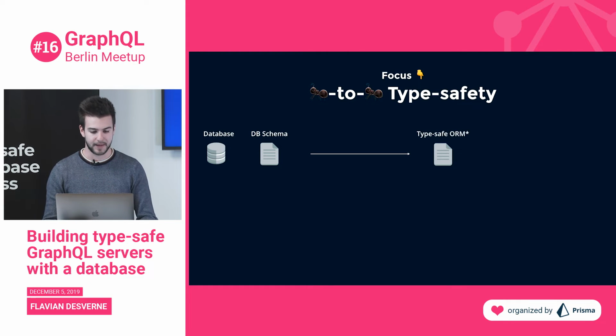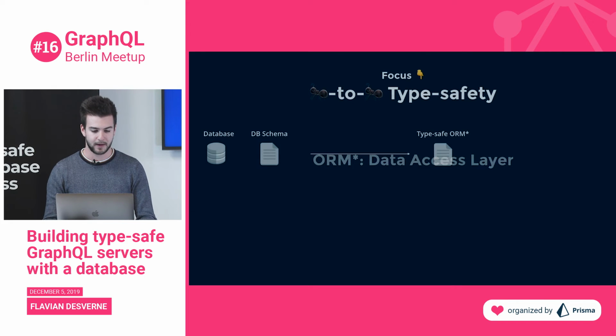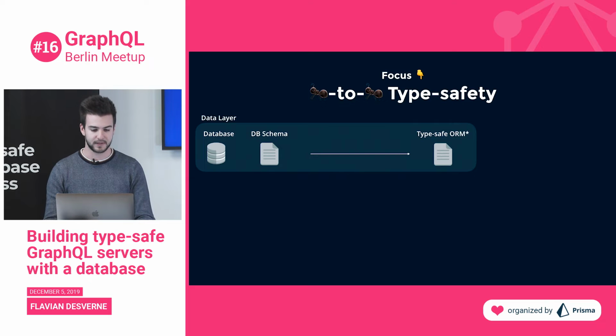And this, by the way, I'm using the word ORM here. Please don't think about a fully fledged ORM. This is just for convenience. What we use under the hood is just a query builder. And if you think about it, this is some of the value proposition of Prisma, if you know it. So that layer here, we can call it the data layer. This is one part of your application, and it refers to the three-tier architecture that I was talking about before.